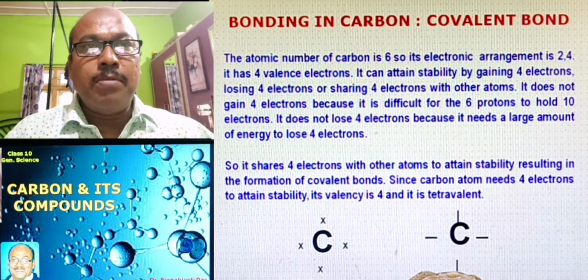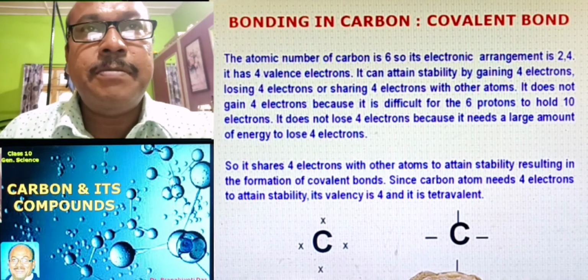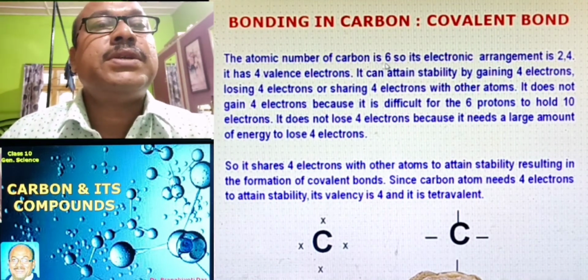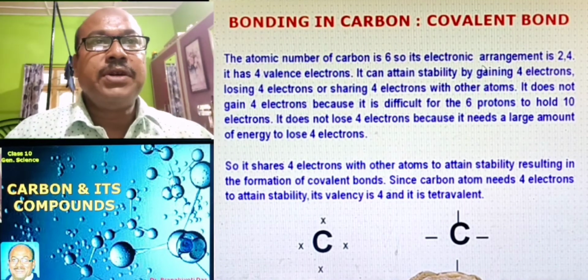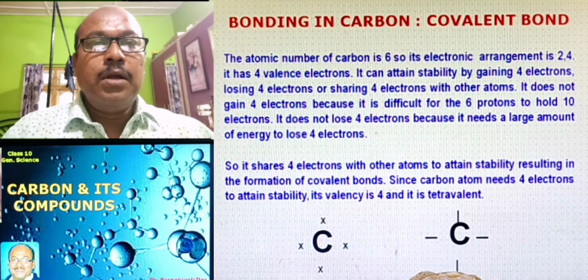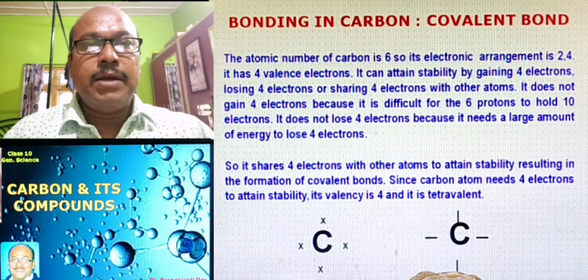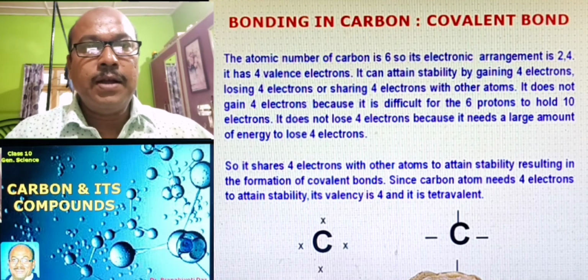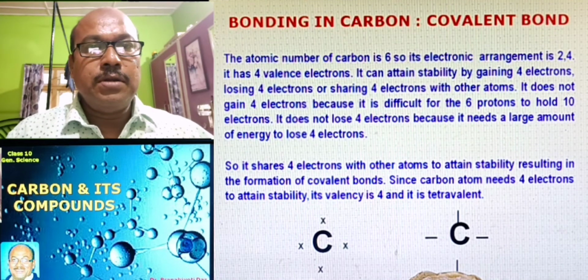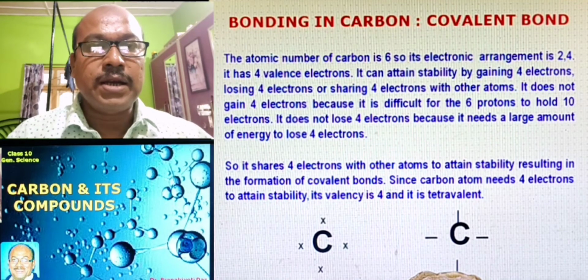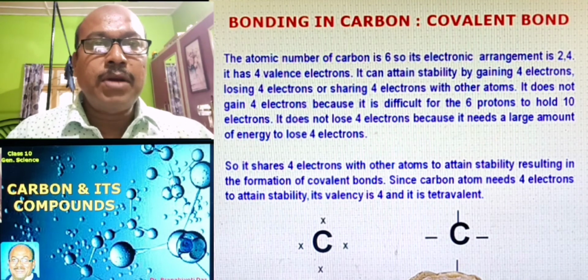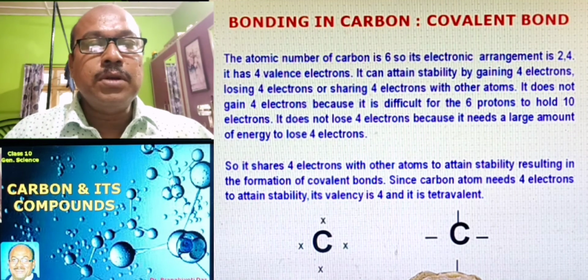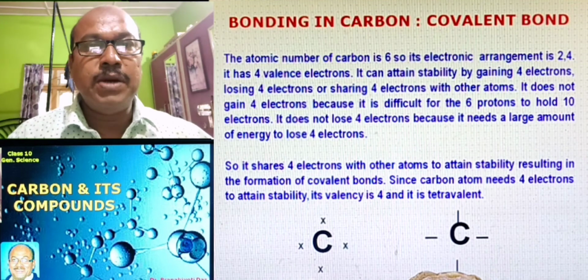The atomic number of carbon is 6. You can see it is given here in the slide. Its electronic configuration is therefore 2, 4. In the first orbit of carbon there will be 2 electrons, and the second orbit, which is the outermost orbit, will contain 4 electrons. According to Kossel and Lewis, that is the octet rule, any element to get a stable electronic configuration must have 8 electrons in its outermost orbit. But carbon has 4. So carbon needs to maintain 8 electrons in its outermost orbit in order to become stable.